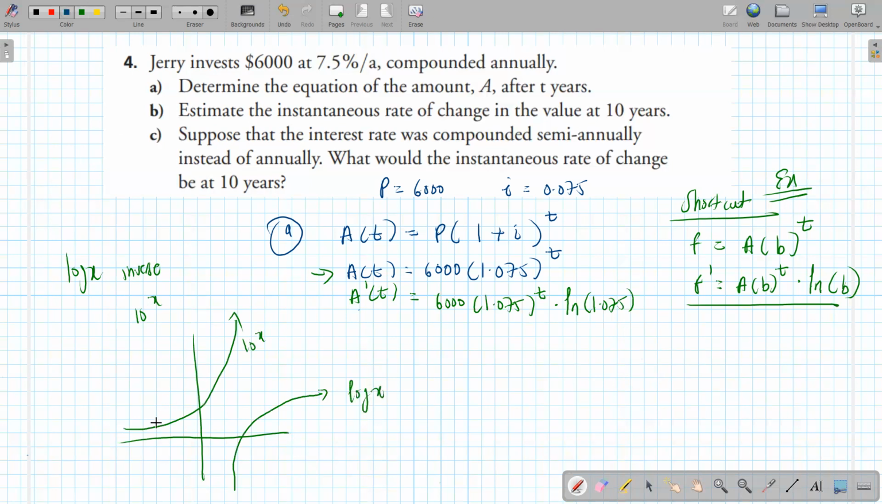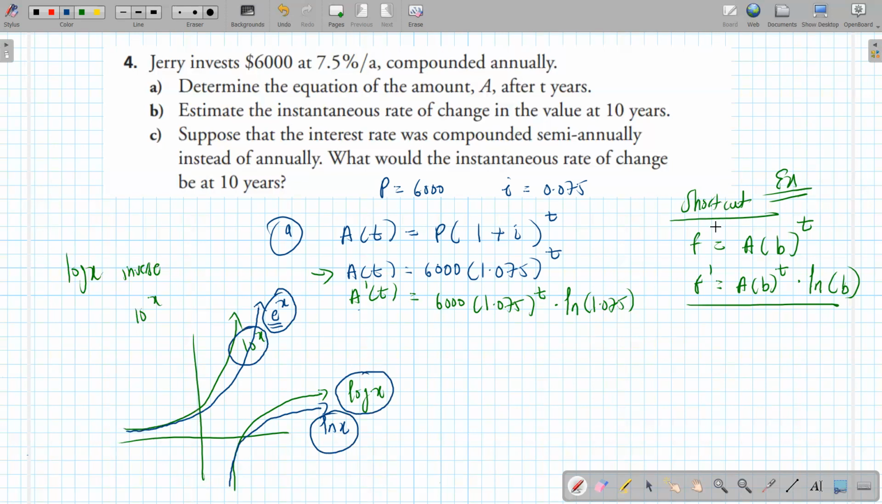Ln is the inverse of e to the power of x. E is the natural number, it's a constant, 2.71 something. It's going to look like this, and this is called ln of x. This is the inverse of e to the power of x. Log of x is the inverse of 10 to the power of x.